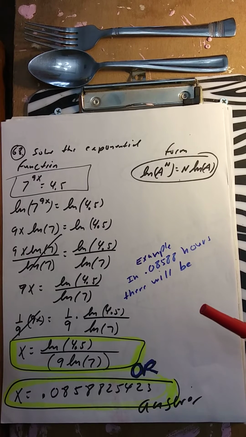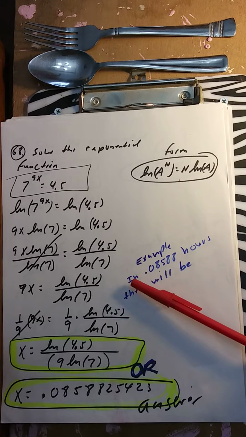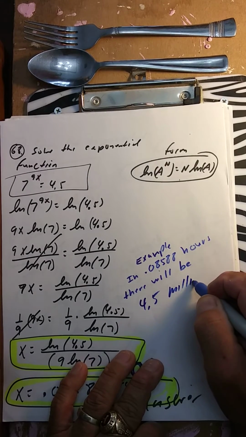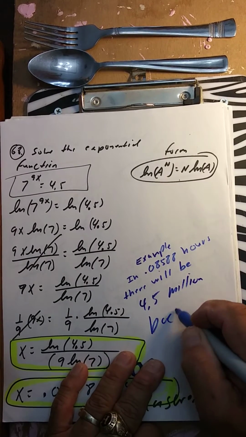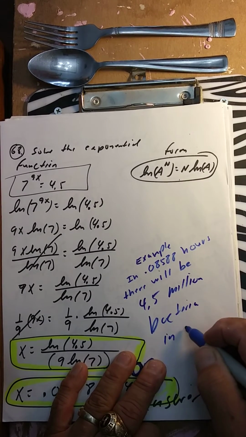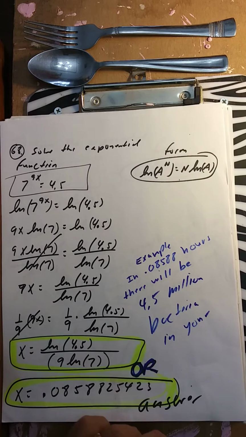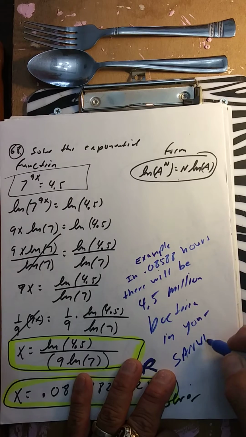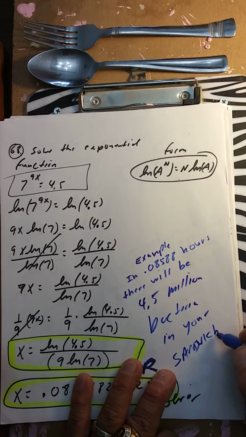Alright. I don't know, in 0.85 hours, there will be, I don't know, something. There will be, let's see if I can find a blue pen so I can mark it. There will be, I don't know, 4.5 million bacteria in your, I don't know, sandwich or something. Sandwich. There you go. Your sandwich.